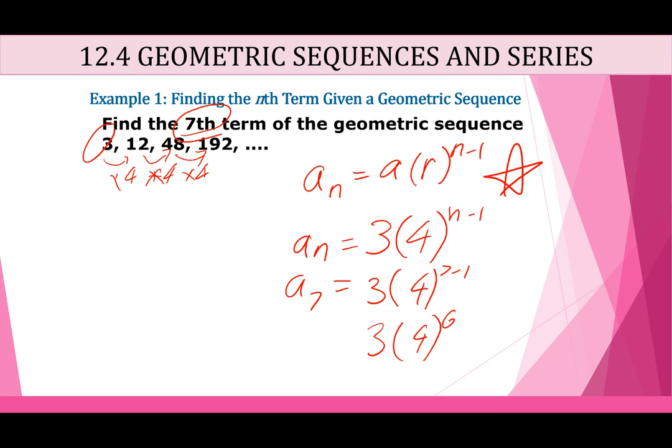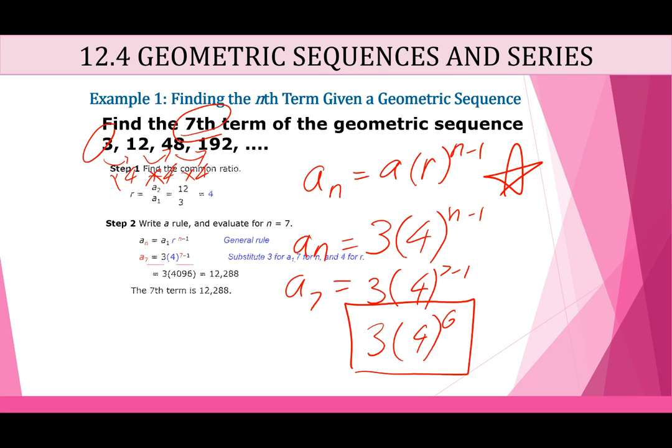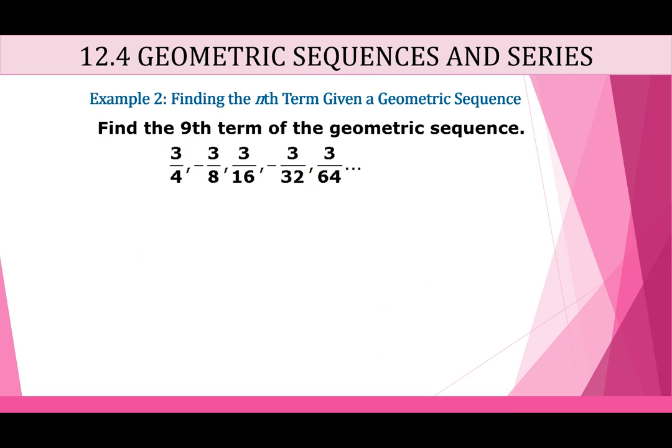Now be careful, if you type this in the calculator, you have to do the exponent first. Or I would type it in exactly like this with the parentheses. The calculator should do it properly. But don't go 3 times 4 and then to the 6th power, because that's going to be wrong. You'd have to do 4 to the 6th power first and then multiply it by 3. So what do we get? This gets us 12,288. The 7th term is 12,288. Okay.